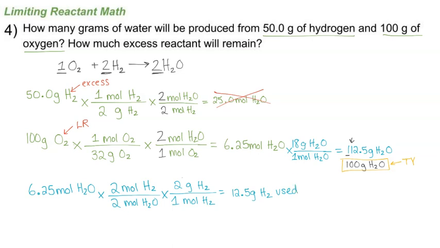So all that remains to do is to calculate how much is left over. We started out with 50 grams of H2, but we weren't able to use all of that. So we'll start with 50 grams, or rather 50.0 grams. It does matter for sig figs here. And subtract out the 12.5 grams that were used up. And so here we end up getting 37.5 grams of excess. And this is excess H2, or hydrogen gas. So I will go ahead and box in that final answer down here. So there is our amount of excess.